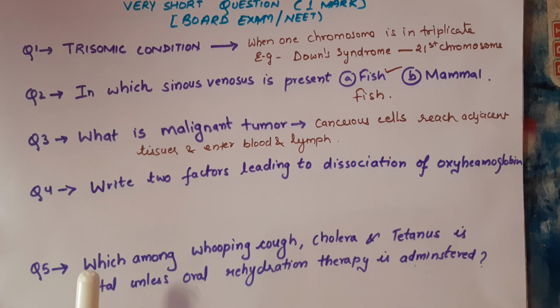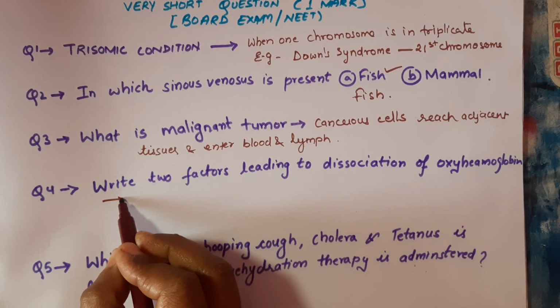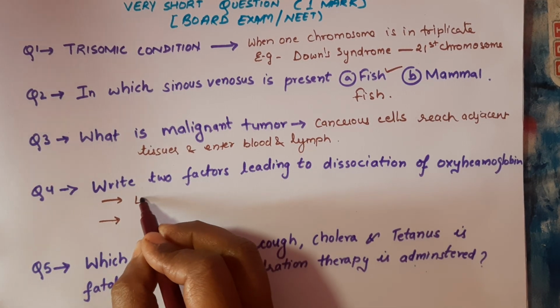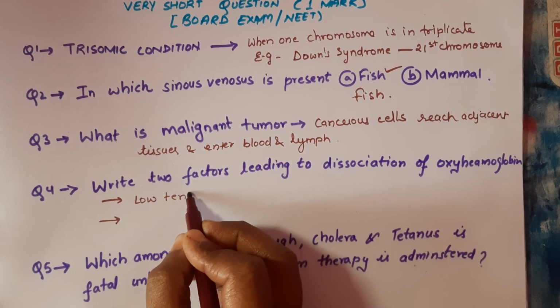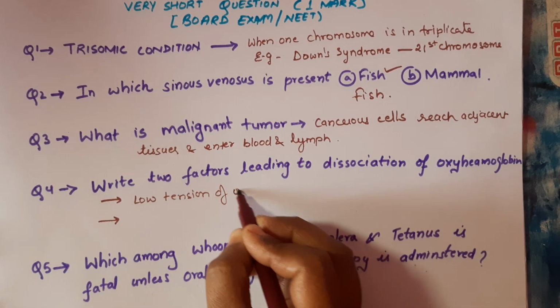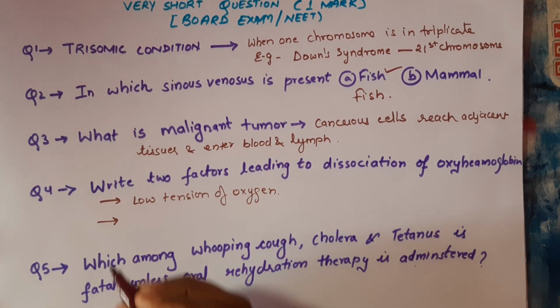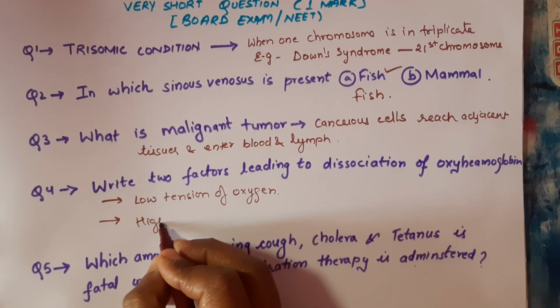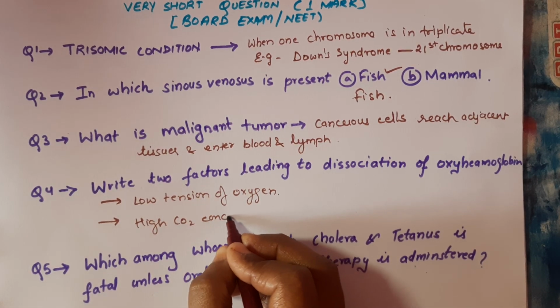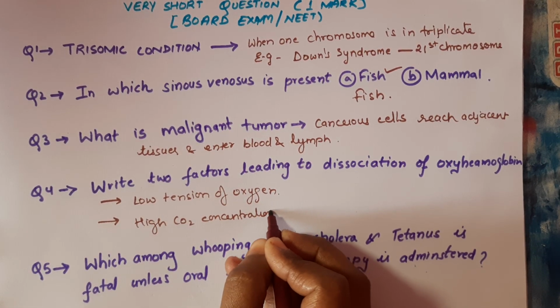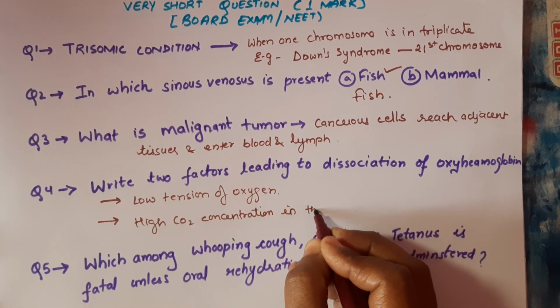The next question is, write the two factors leading to dissociation of oxyhemoglobin. Oxyhemoglobin dissociates in the arterial blood to release molecular oxygen in an active tissue. So what are the two factors? The first is low tension of oxygen, and the second one is the high concentration of CO2 in the tissue.